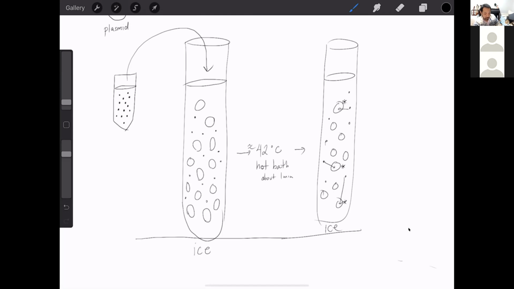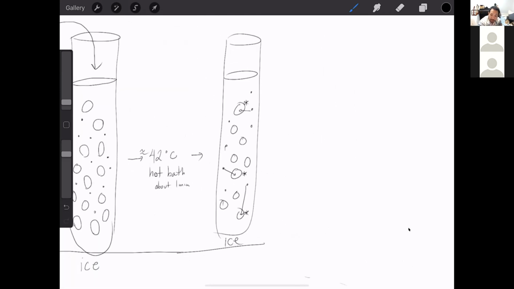Okay, good. Now here's the only problem though. Just as I've drawn in this diagram, transformation is not always going to be very efficient. If I have 1,000 cells, I might get 5 or 6 cells that actually get transformed. The other cells are not transformed. And that causes a massive problem for us, because when I take a look at this test tube, I can't tell which ones actually have the plasmid and which ones do not. So I need to be able to distinguish them apart in one way or another.